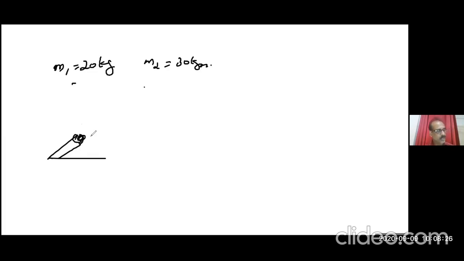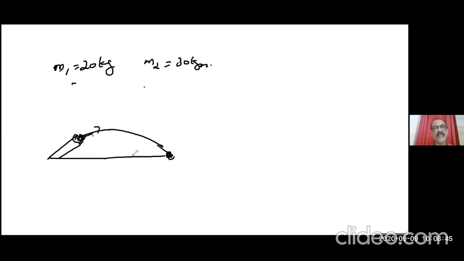Two bombs, B-O-M-B, two bombs of mass 20 kilogram and 30 kilogram are thrown from a cannon with the same velocity in the same direction. Which bomb will reach the ground first?